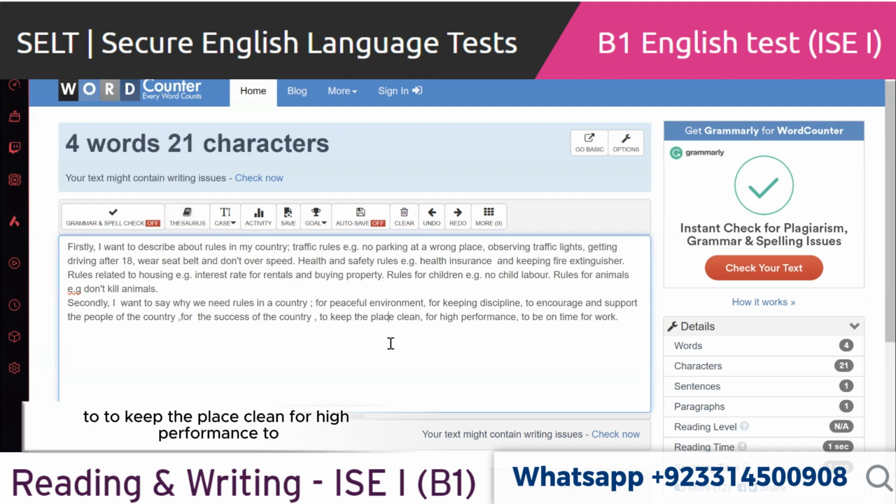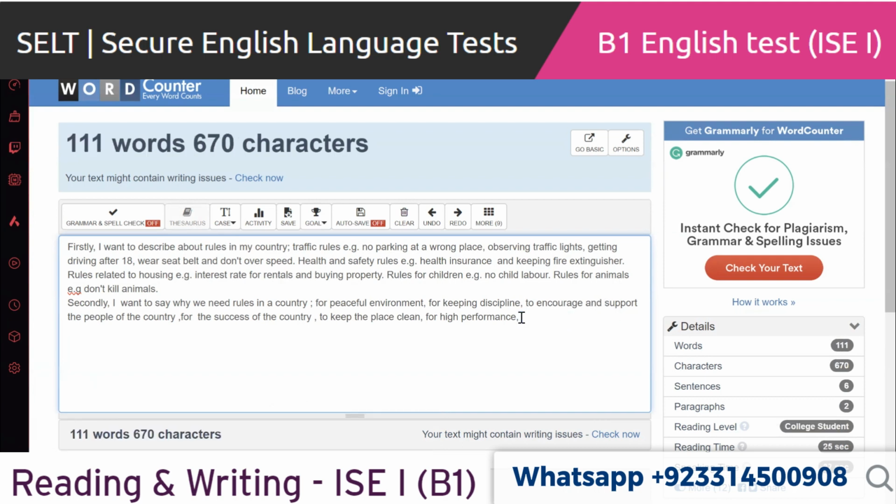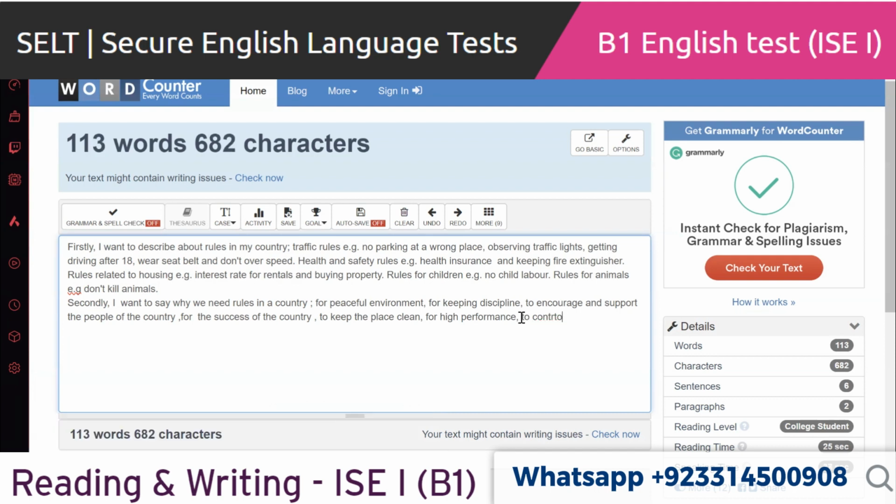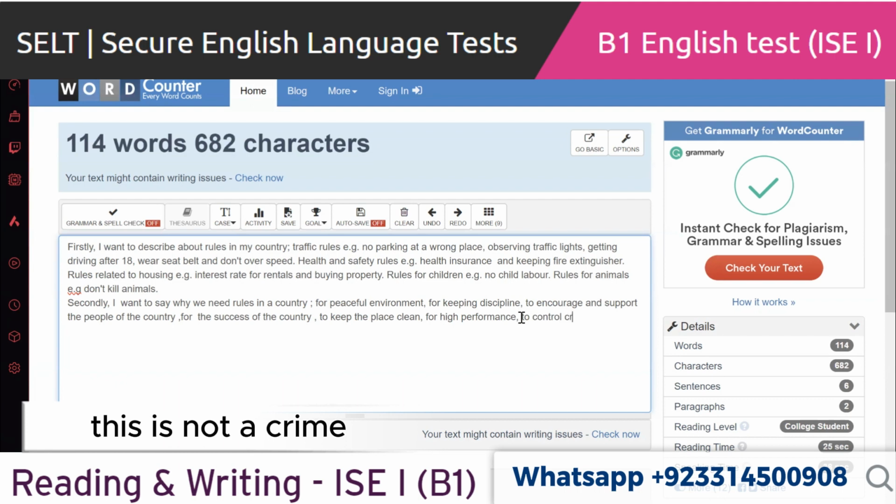To keep the place clean, for high performance, to control crime, I think. Crime, for health and safety of people, right? You can cross that, but it's fine. Health and safety of the general public.